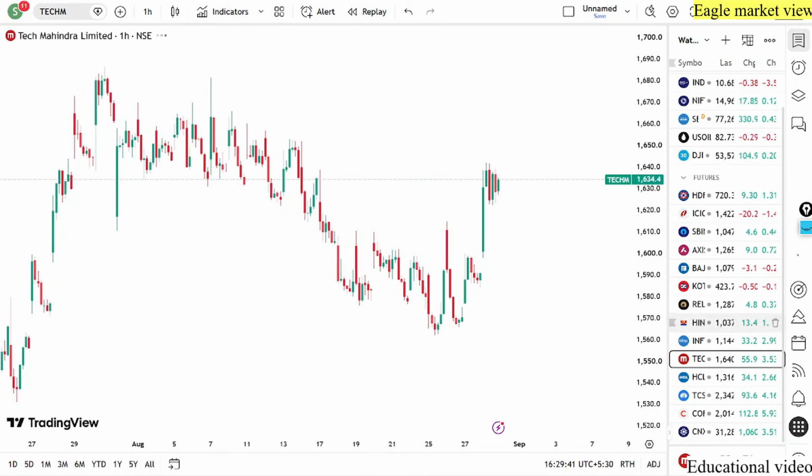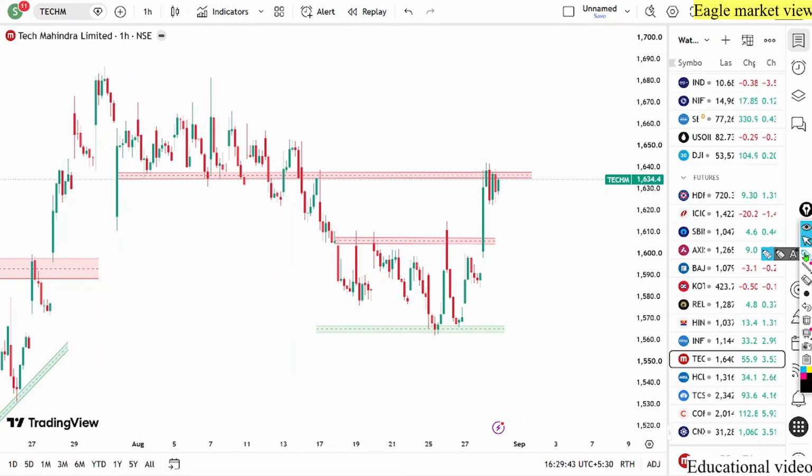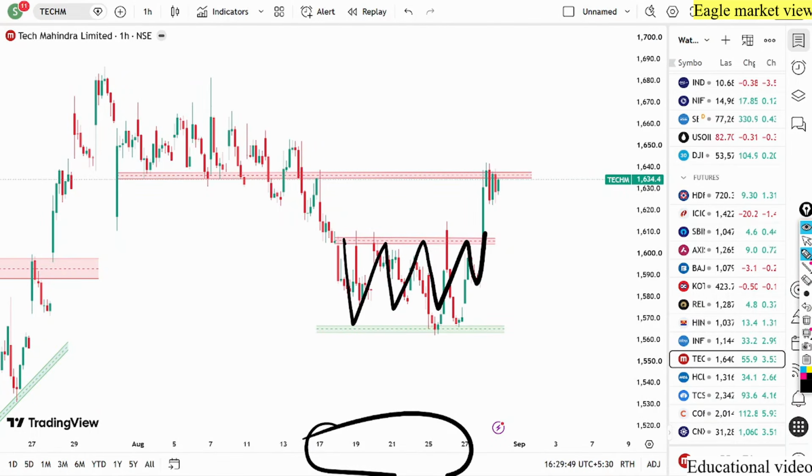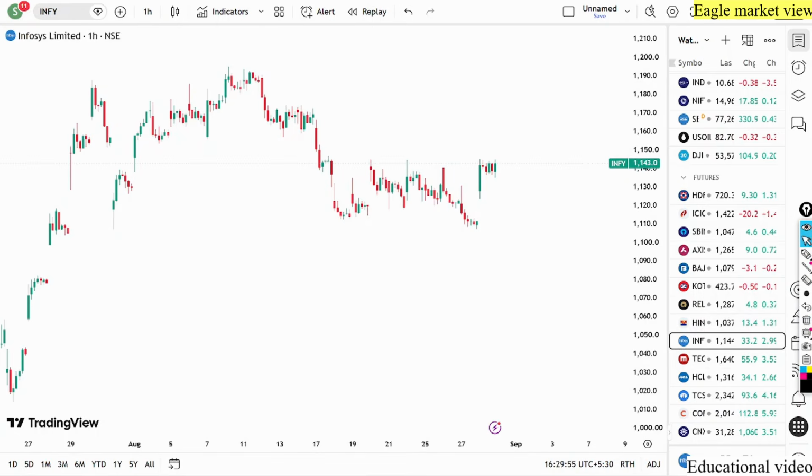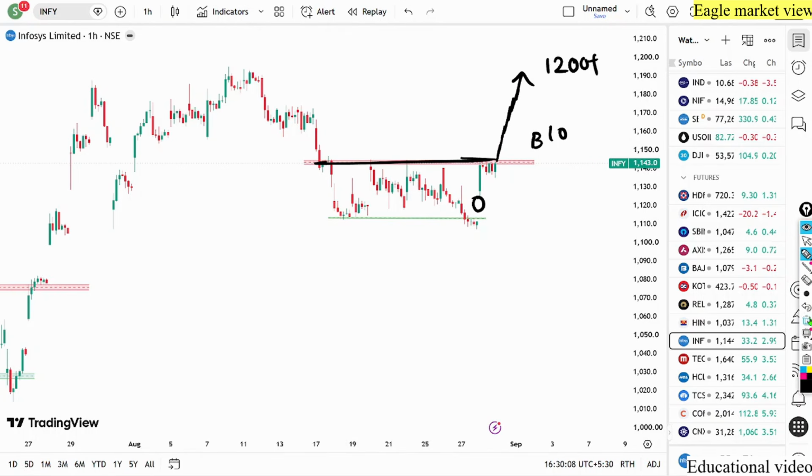Even Tech Mahindra, also observe. Tech Mahindra, after consolidation since June, today morning the price action was an upside breakout after almost 1 week. So tomorrow, on any breakout above this level, we can plan for further upside momentum. Similarly, Infosys, also observe. Infosys also had a gap-up open today and price closed near the breakout level. So there is high probability on any breakout of this level that price will go up to 1200 plus. You can watch the Infosys stock also.